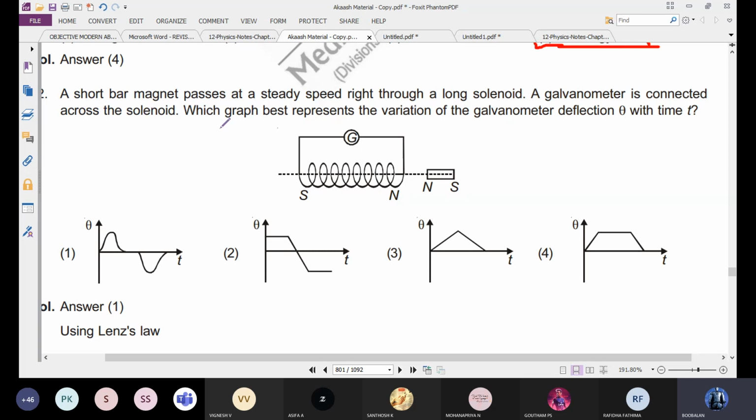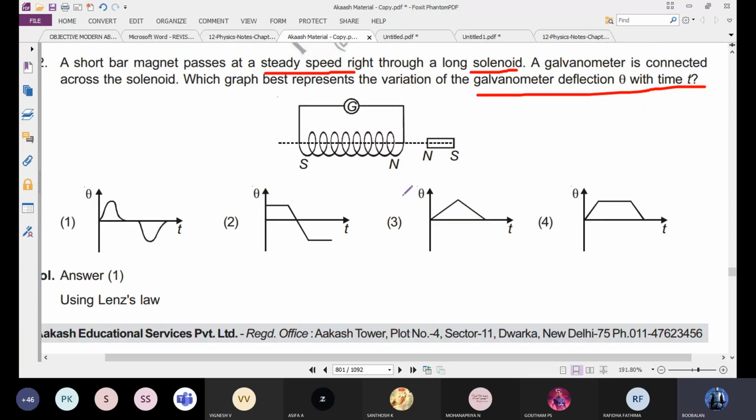Listen, a short bar magnet passes at steady speed, so steady speed means it is uniform, right through a long solenoid. A galvanometer is connected across the solenoid. Which graph best represents the variation of galvanometer deflection theta with time? Okay, so now see that. The given option 1 is correct. Why options 2, 3, 4 are wrong, that we will discuss.